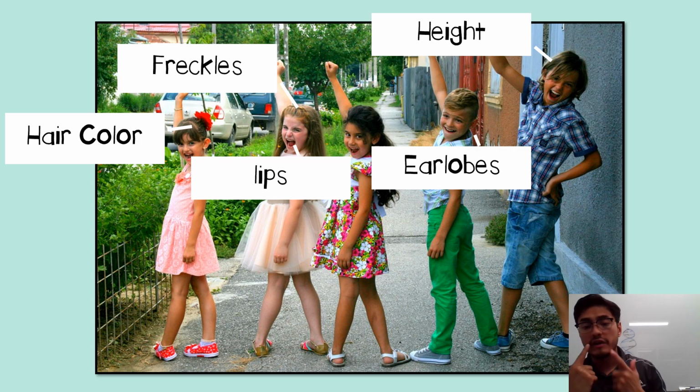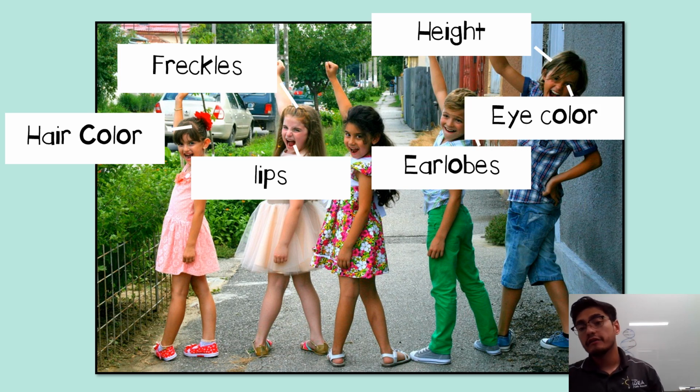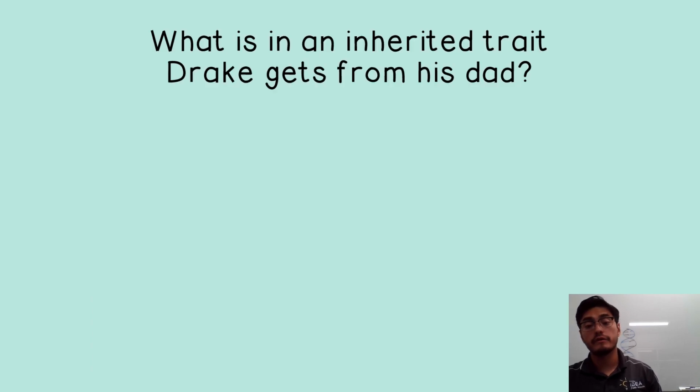Lips are also inherited, the shape of your lips. If you have small lips, or you have big lips, if you have a wide mouth, that is also an example of an inherited trait. In addition to eye color and skin color as well, if you didn't get that one.